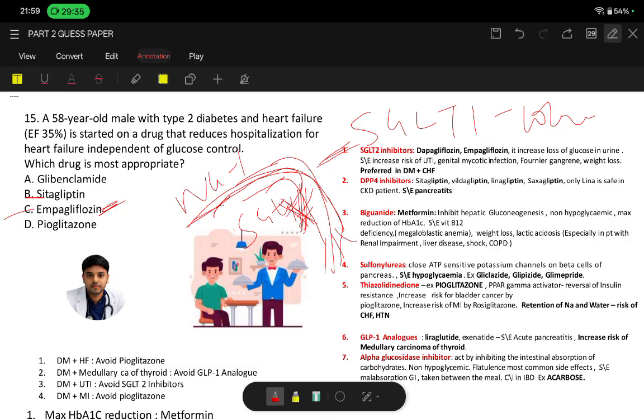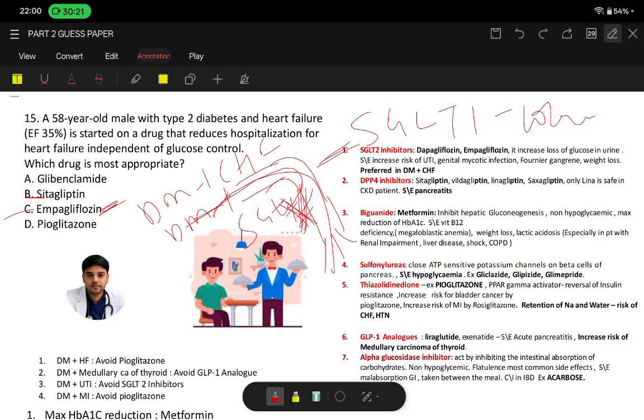So this is natriuresis. Whoever has hypertension, it will also act as an antihypertensive. And it is very safe in patients with, if anyone asks you which is the safe medication for diabetics with hypertension, congestive heart failure, and diabetic nephropathy, what is the drug of choice? Must mark SGLT2 inhibitors. Got it?